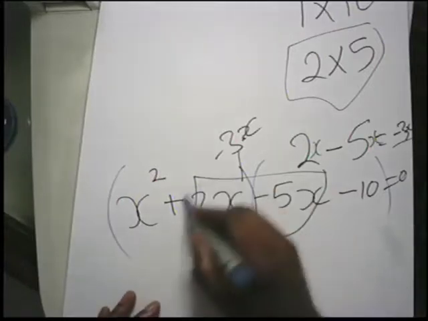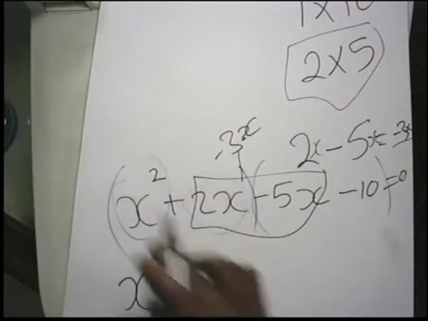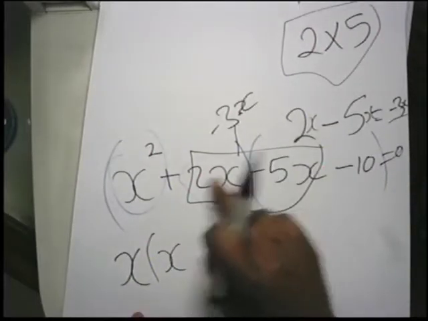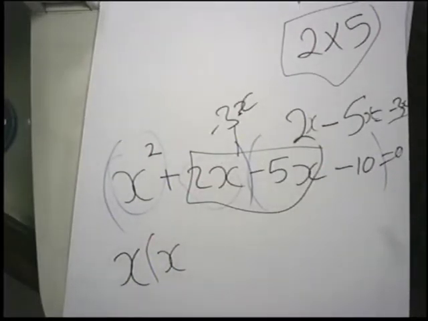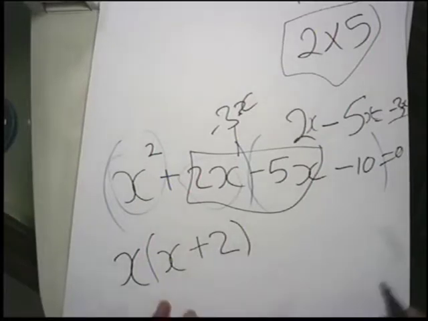If we look at these two here, what is common to both of them is x. So if you take out 1x from this x to the power of 2, there will only be 1x remaining. Take out x, that is with 2x, what will be remaining is only 2. Okay? Now, if you open up the bracket, you are going to get back to that.